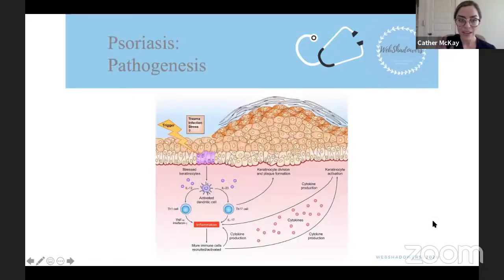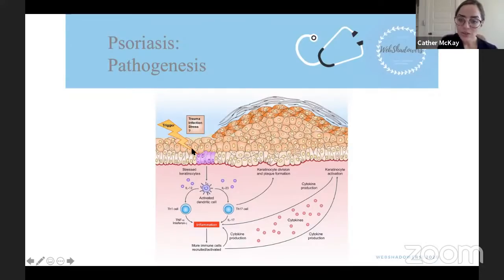Okay, so what's happening in psoriasis? This is incredibly simplified. We know even more about the pathways in psoriasis right now than we do for atopic dermatitis. We're getting there, but it's incredible what people have figured out.